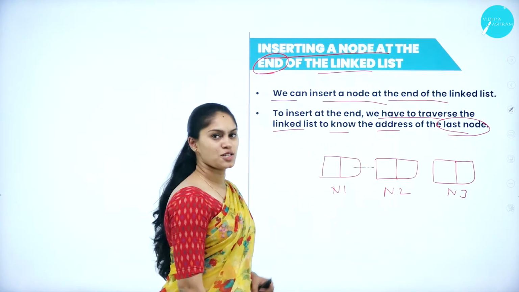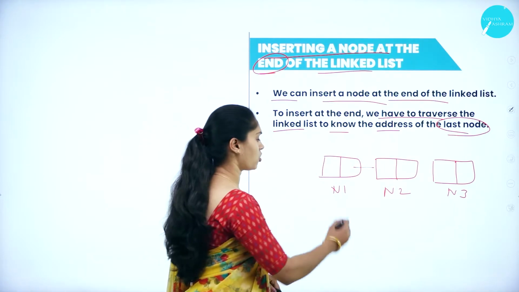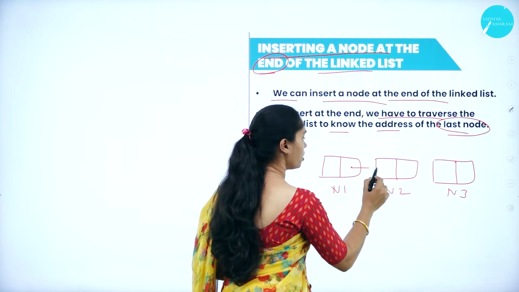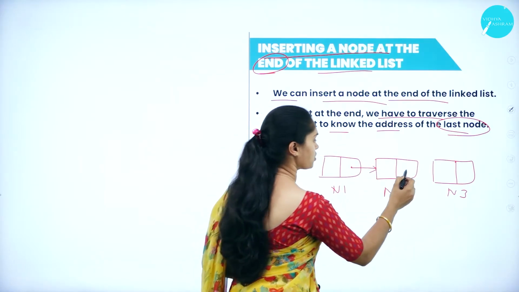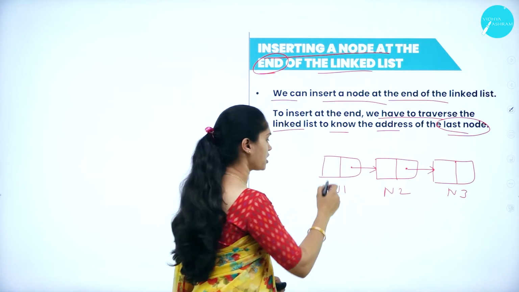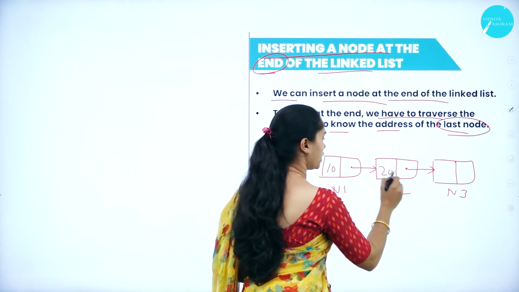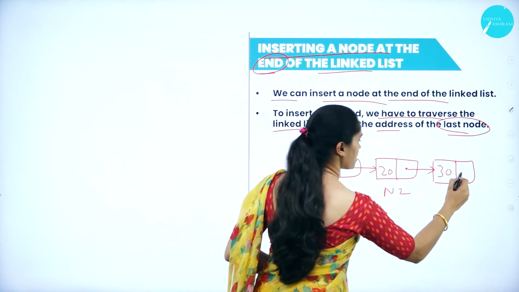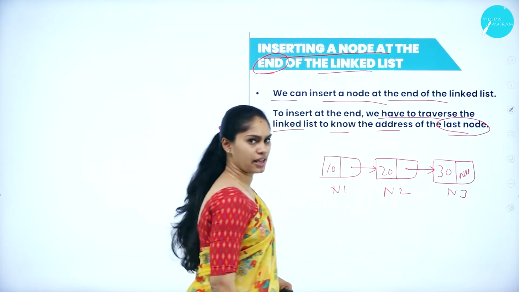For example, here I have created 3 nodes called n1, n2 and n3. This n1 will point to the location of the next node and this n2 will point to the location of the next node. So it will have 10, 20, 30. So at last what will it be? It will be null, right?